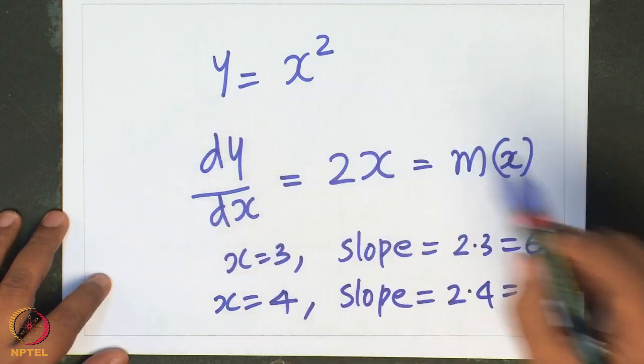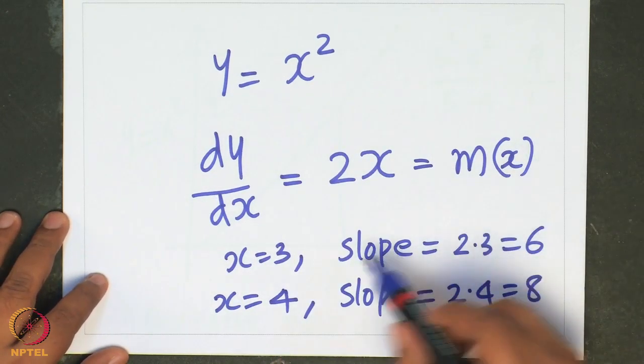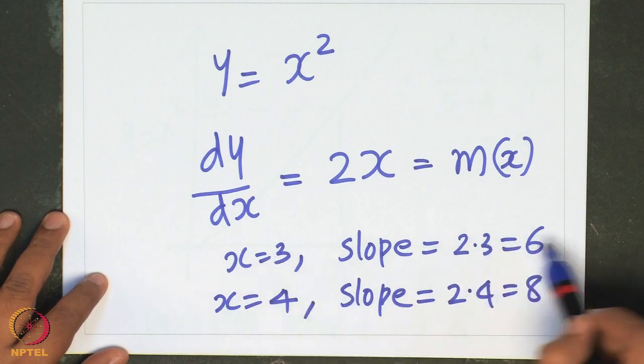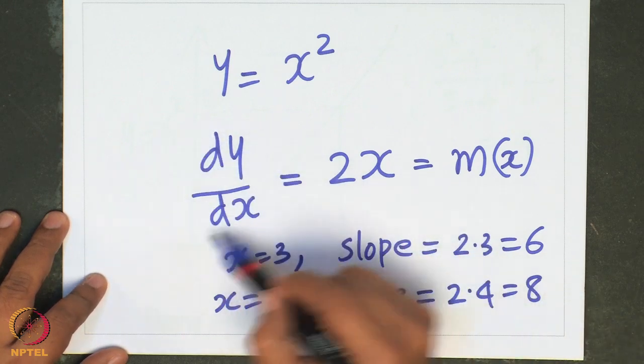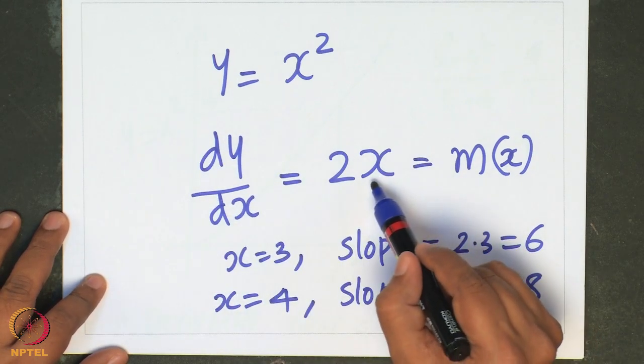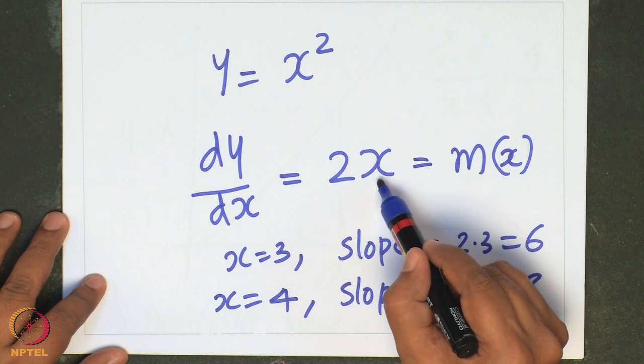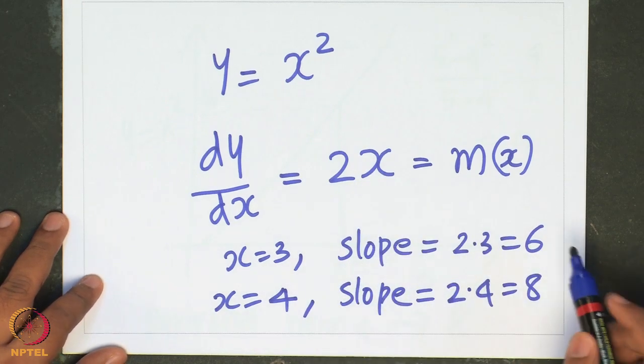So if you take this function y is equal to x square, you calculate slope near 3, you will get 2x, 2 times 3, 6. If you calculate near 4, 2 times 4, 8. So the formula for the slope near any particular value of x turns out to be 2x.